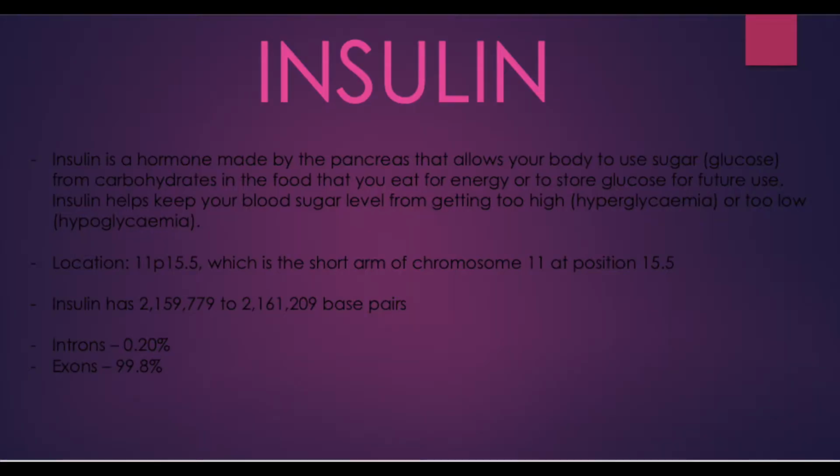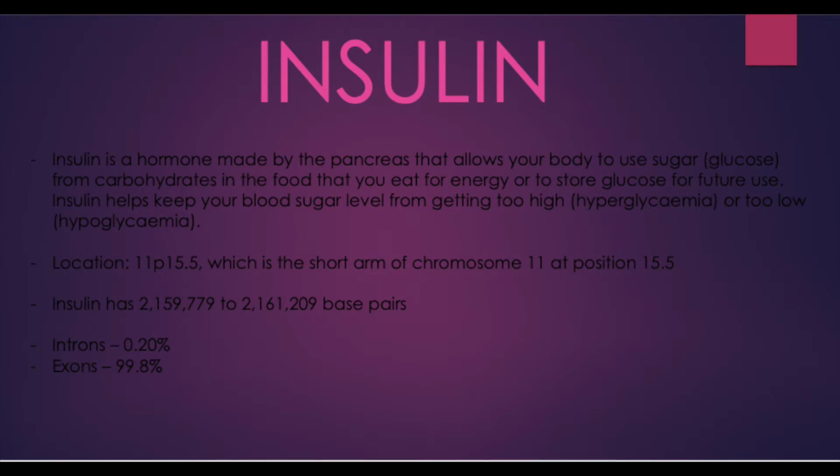We now know how to make proteins, but how do they function? Insulin is an extremely important protein in the human body. Insulin is a hormone made by the pancreas that allows your body to use sugar from carbohydrates in the food that you eat for energy or to store glucose for future use. Insulin helps keep your blood sugar level from getting too high or too low.